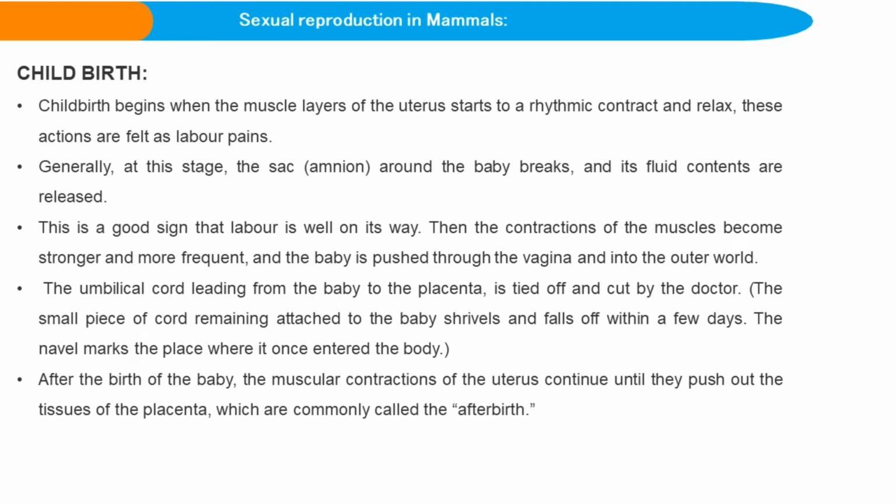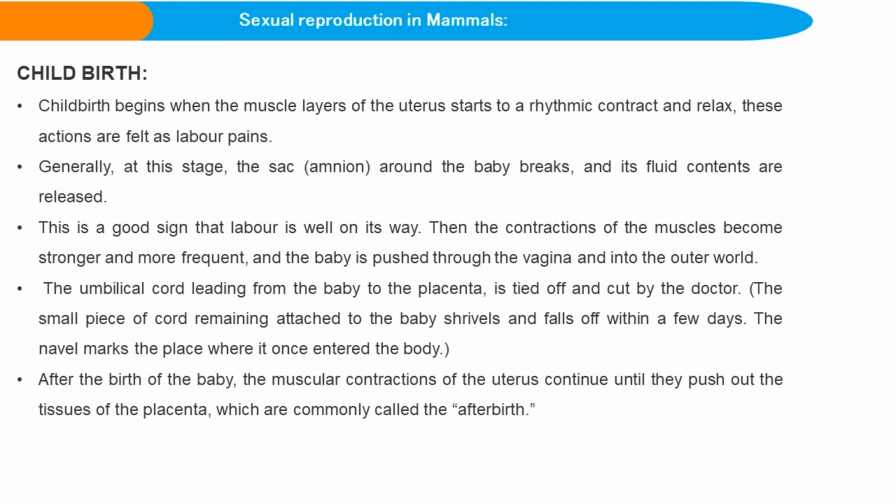If the amniotic fluid is released in a proper manner, then we can think that the labor is well on its way. And then the contractions of the muscles become stronger and more frequent. Then the baby is pushed through the vagina and into the outside world. That means after this, the fetus is expelled from the uterus by the mother, and this is called childbirth.